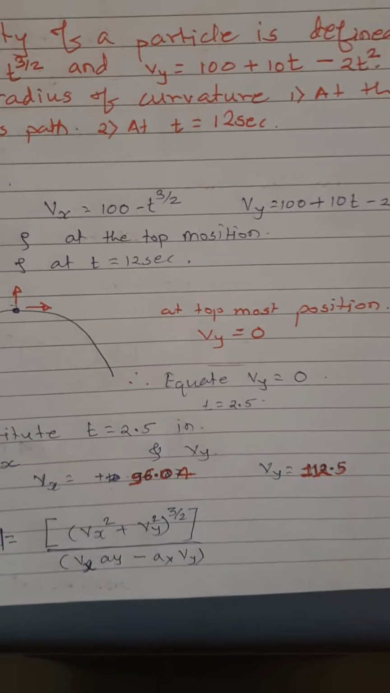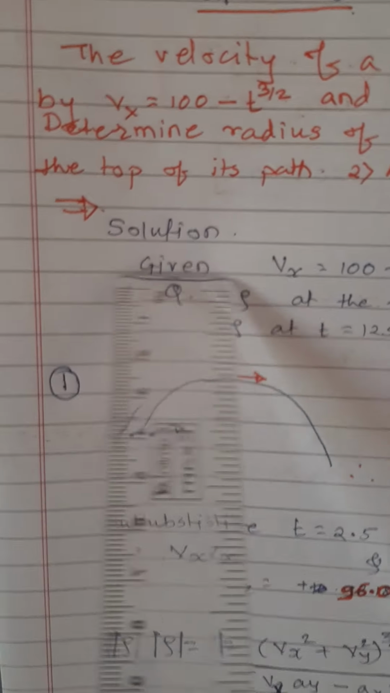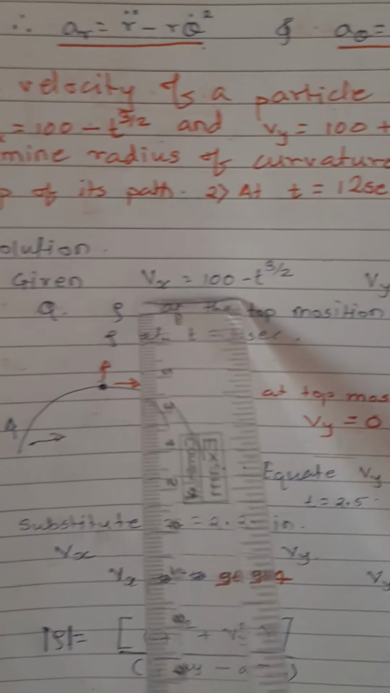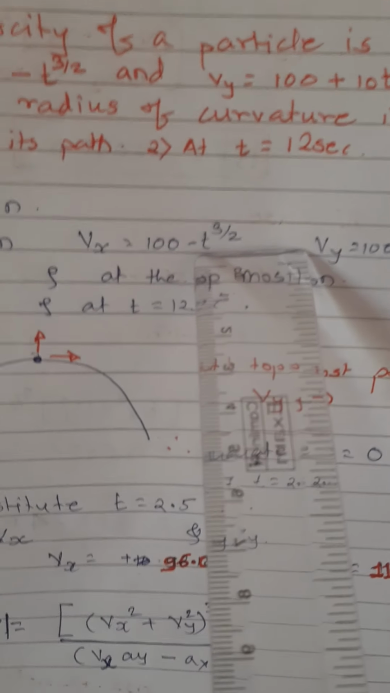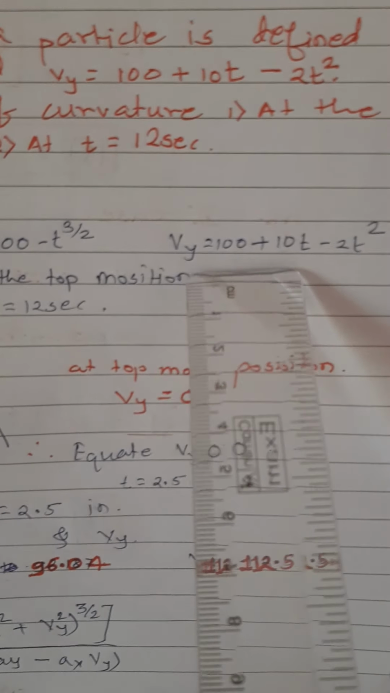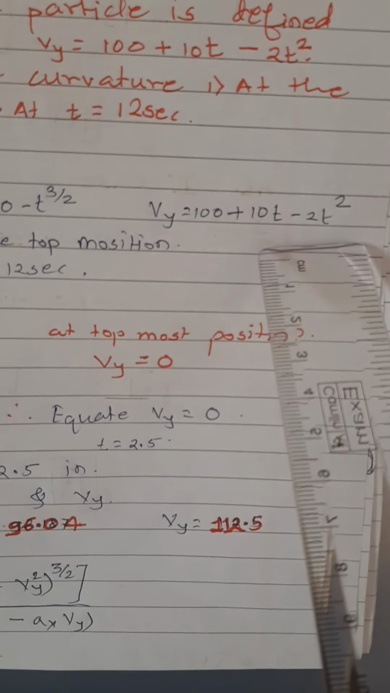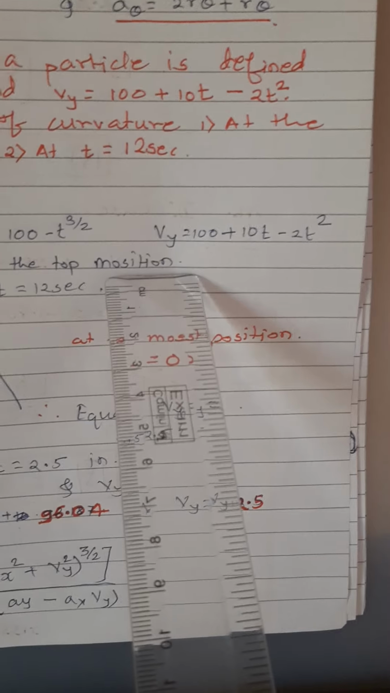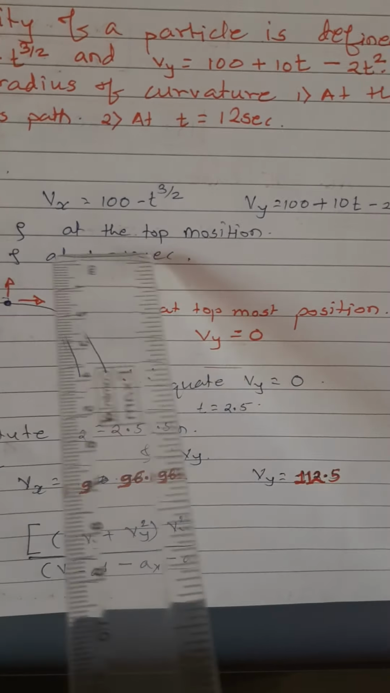There are two questions. So to solve it, first we will list out the given things. What are the given things? Solution: Vx is defined as 100 minus t to the power 3 by 2 and Vy as 100 plus 10t minus 2t square. The questions are rho at the top of the motion, the topmost position, and rho at t equal to 12 seconds.